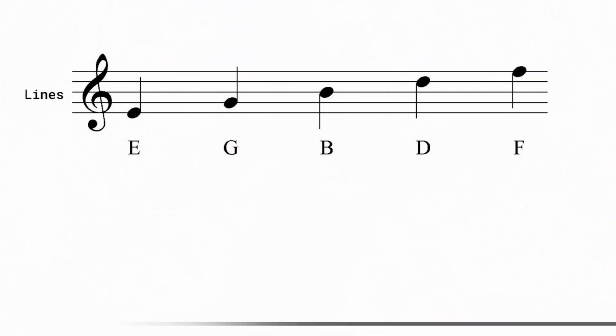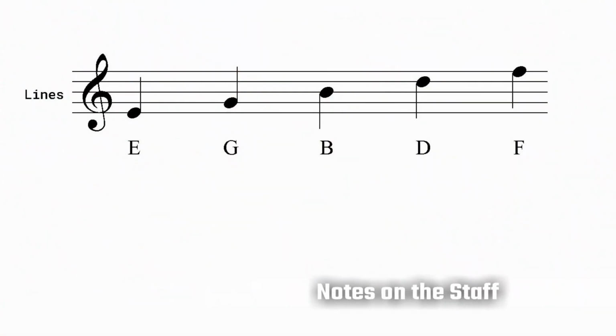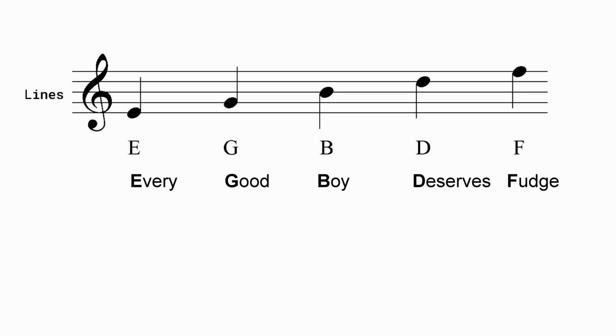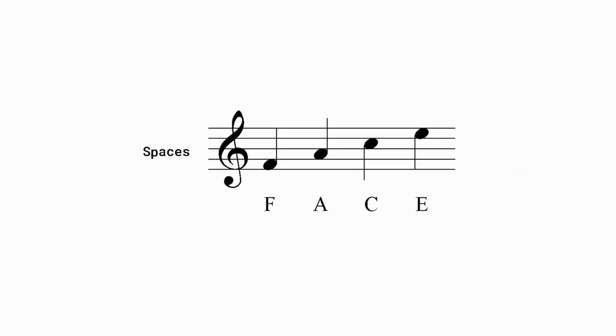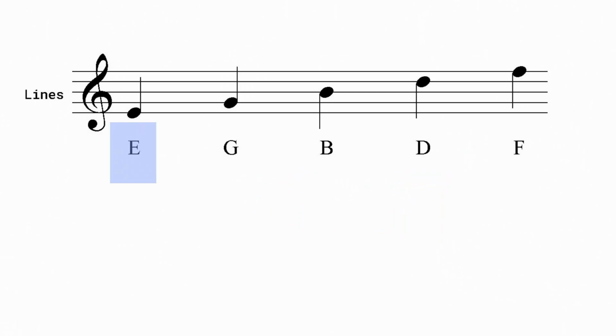Now let's not forget, we have to know our staff. The staff is divided up into lines and spaces. The lines are E, G, B, D, and F, starting at the bottom going up. A way to remember that is every good boy deserves fudge. You take the first letter of each word and you end up with E, G, B, D, F. The spaces are the places in between the lines, and they spell the word face, F-A-C-E. F-A-C-E is the spaces, E, G, B, D, F are the lines.